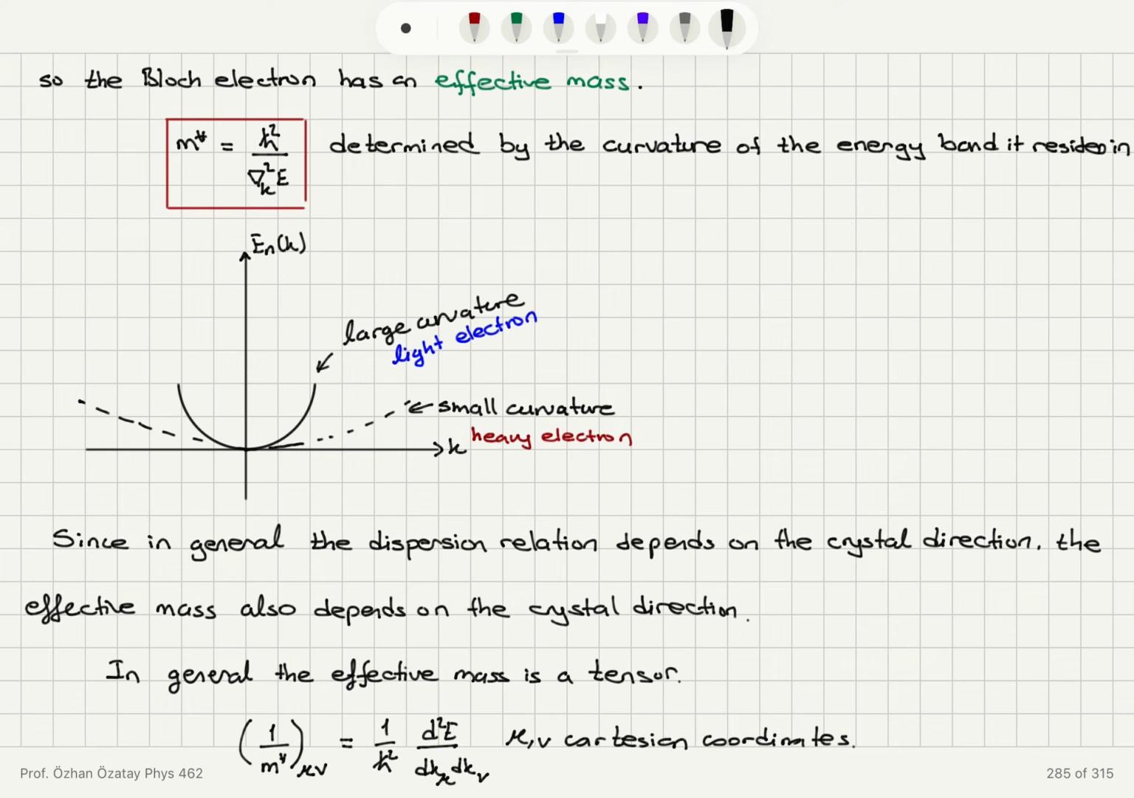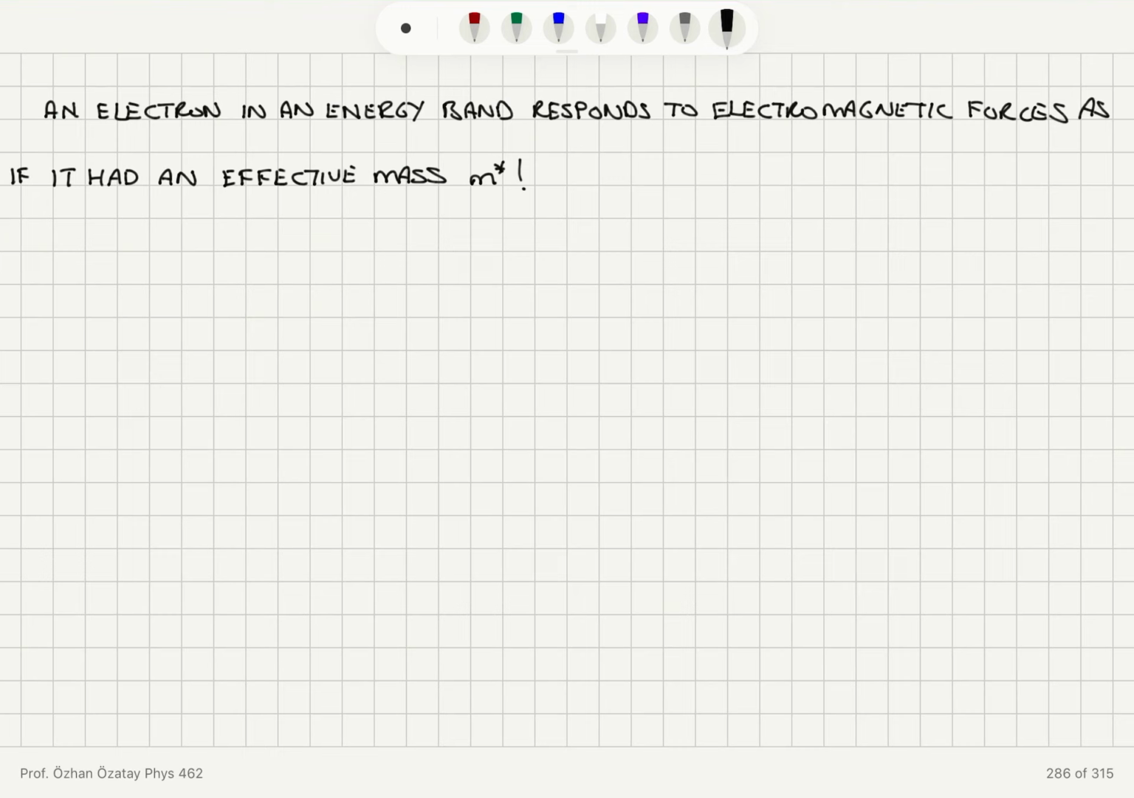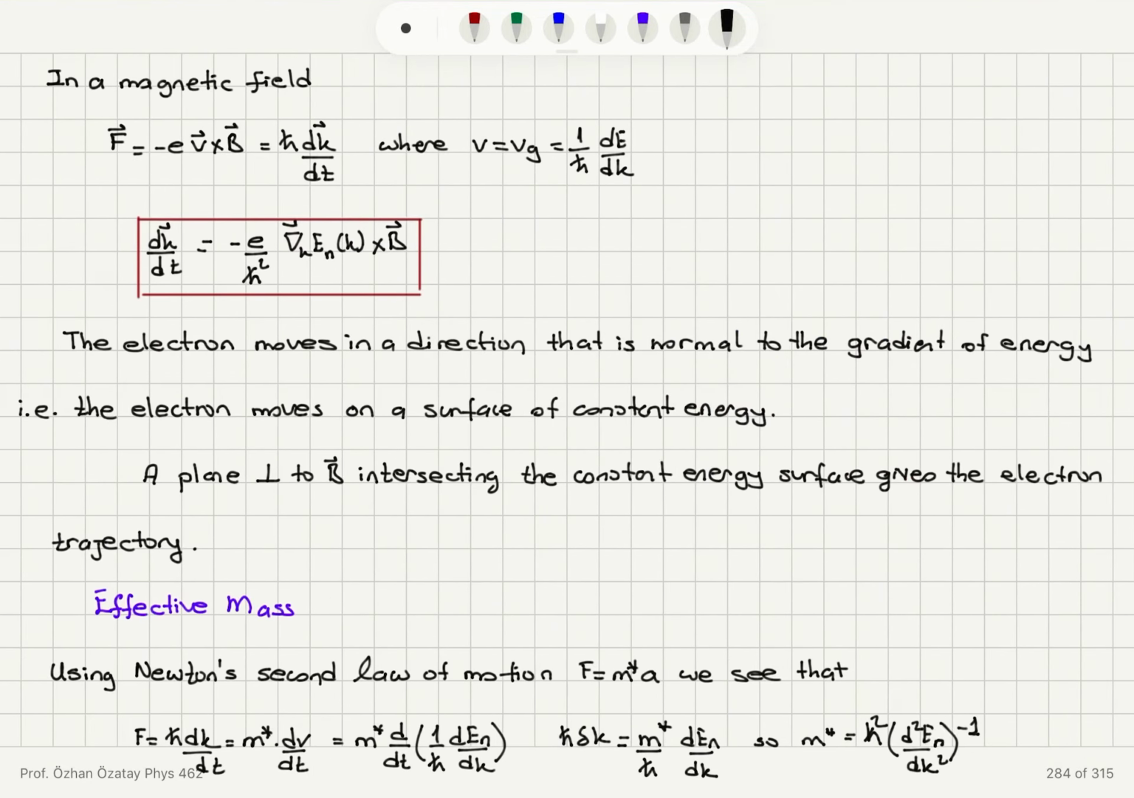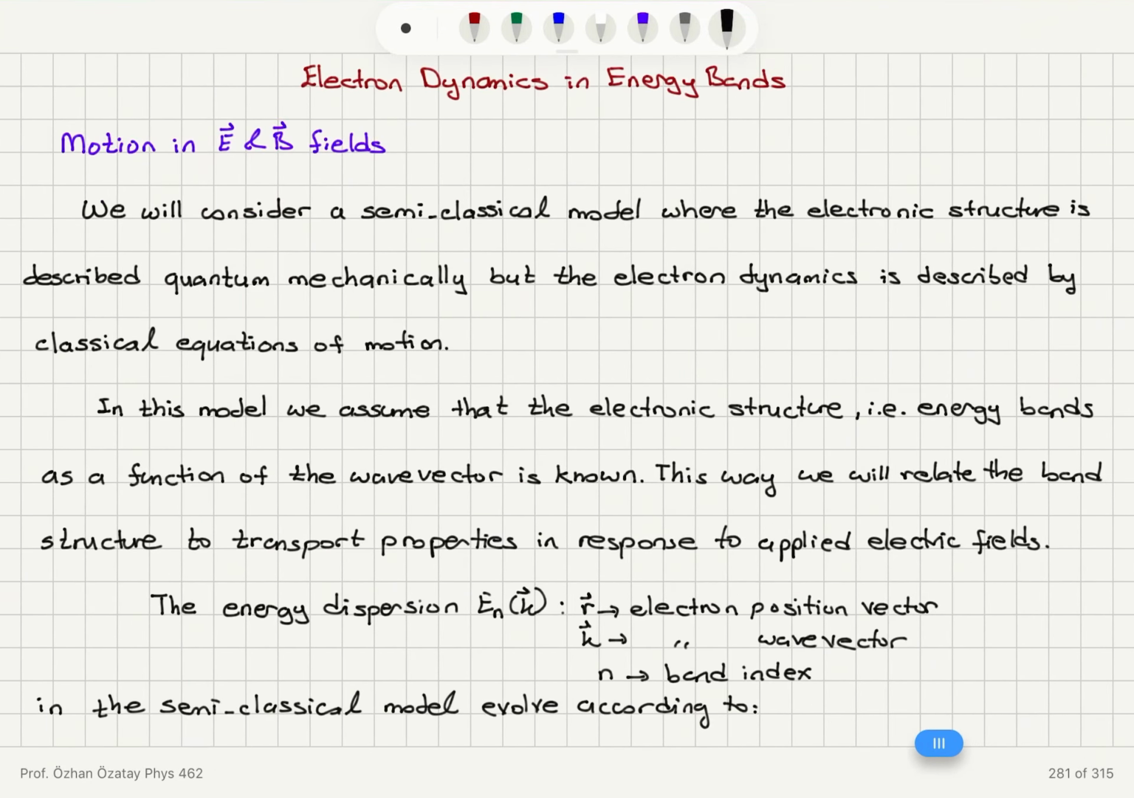Now, in general, the effective mass is a tensor. It is basically given by 1 over m star mu nu equals 1 over h bar squared d squared E dk mu dk nu. So mu and nu are our Cartesian coordinates. That's the generalized effective mass. So end of the story, an electron in an energy band responds to electromagnetic forces as if it had an effective mass m star.